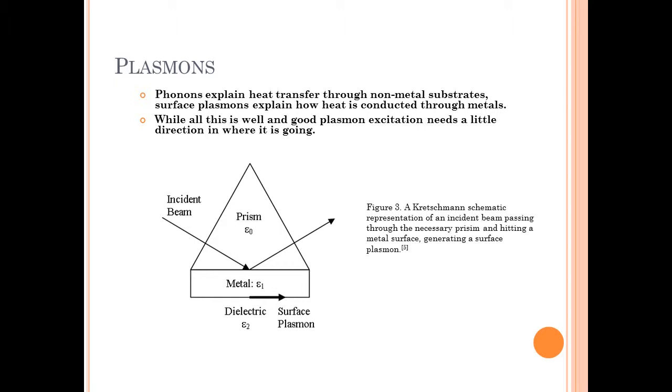A prism is needed to align the wave vector of the incident light with the wave vector of the plasmon. This is shown in the figure. A Kretschmann setup uses a prism that is in direct contact with the metal surface. The prism aligns the incident beam, facilitating the generation of a surface plasmon.